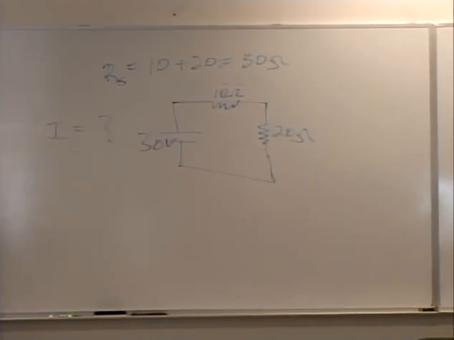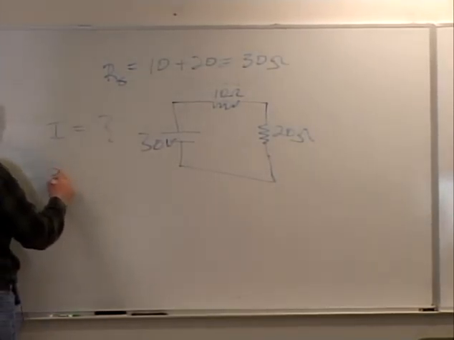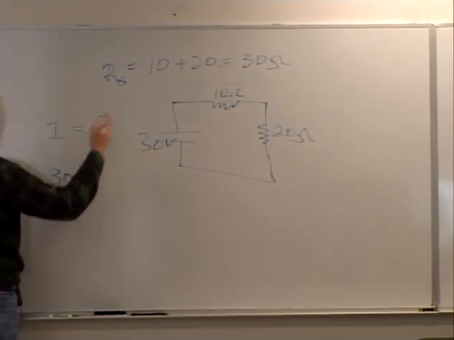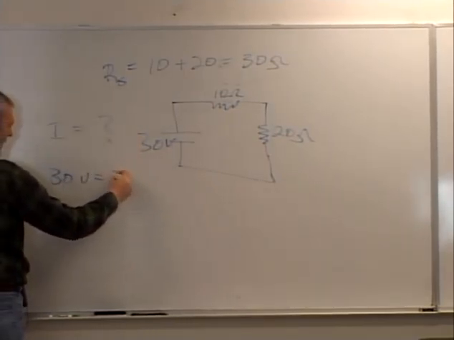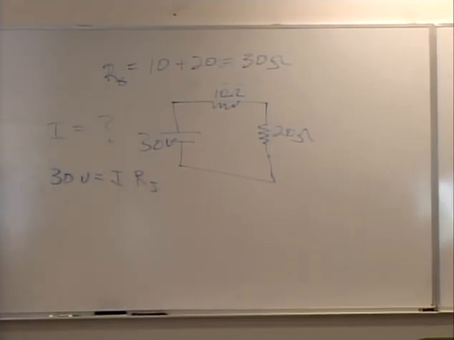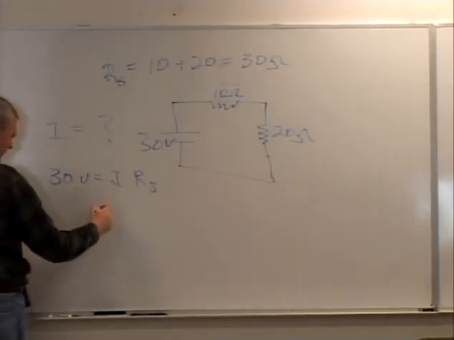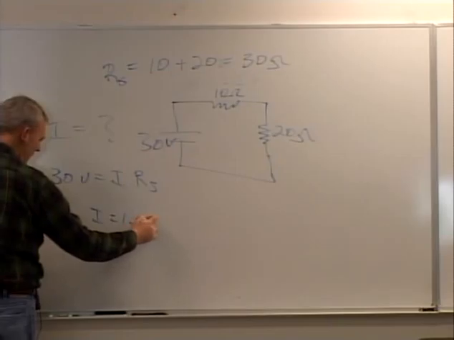30 volts. So the resistance, we got 30 volts equals the total, we'd go I times R in series, and so it's over 30, so I equals 1.0 amps.